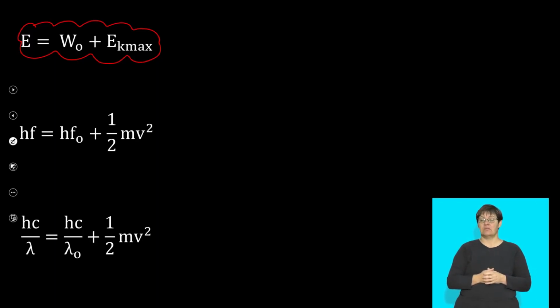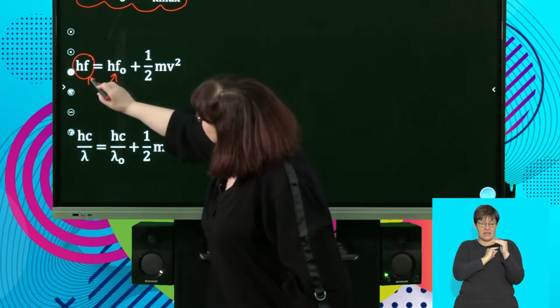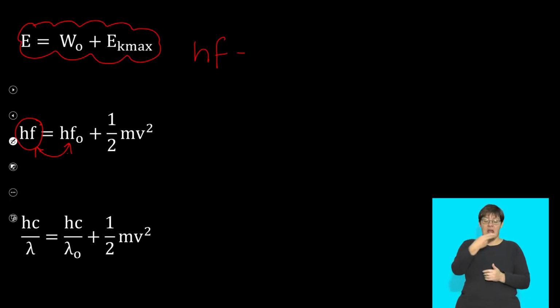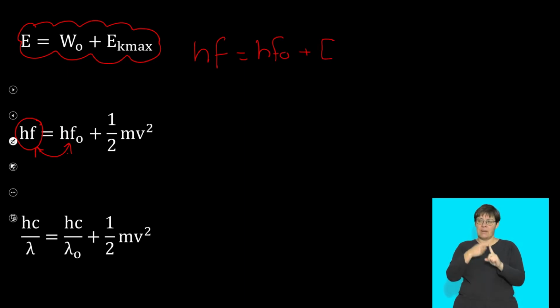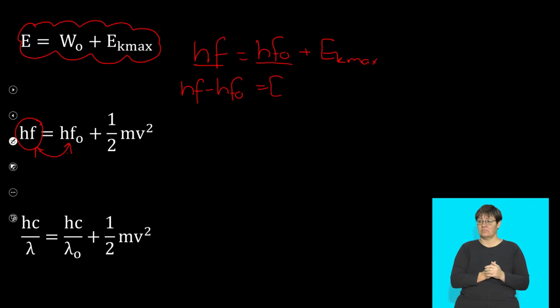When we have just met the threshold, those two values are going to be equal. So we're at the point where we've just met the threshold, and in fact we wouldn't actually get a current if we're just on the threshold, because if those values are equal and we go hf equals hf0 plus EK max, if this value and that value are equal, when I take it over, then my kinetic energy is 0.